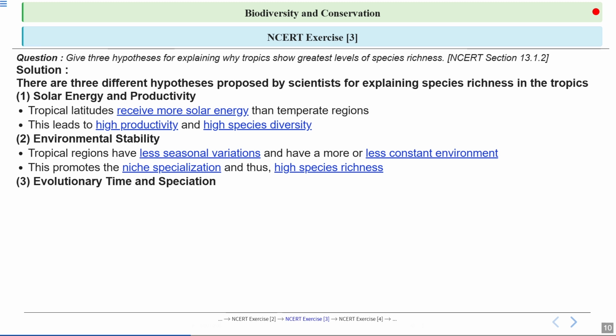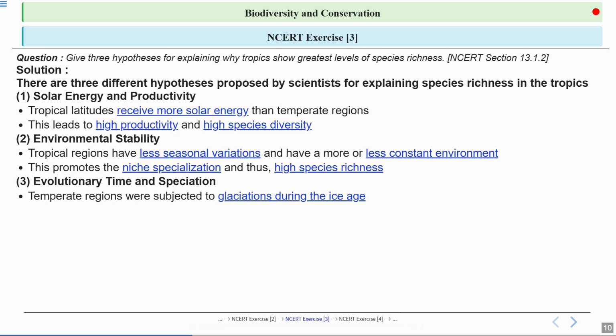The third one is evolutionary time in speciation. Now, during the Ice Age, temperate regions experienced glaciations, meaning they were covered by ice sheets and glaciers. This period was characterized by significantly colder temperatures, leading to expansion of ice across these areas. The glaciations had a major impact on the landscape, climate, and ecosystem of the temperate zones.